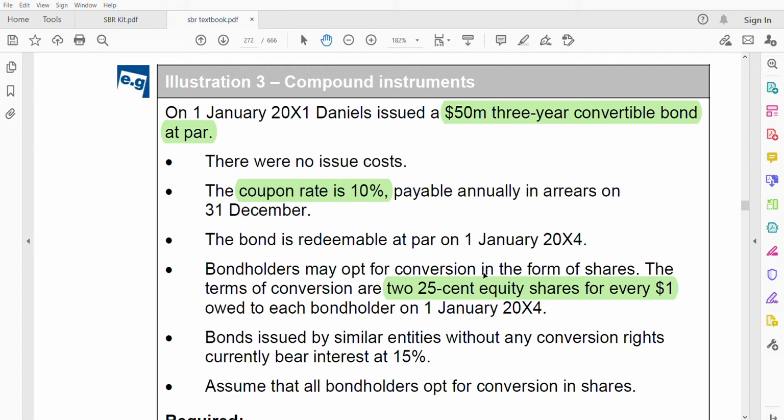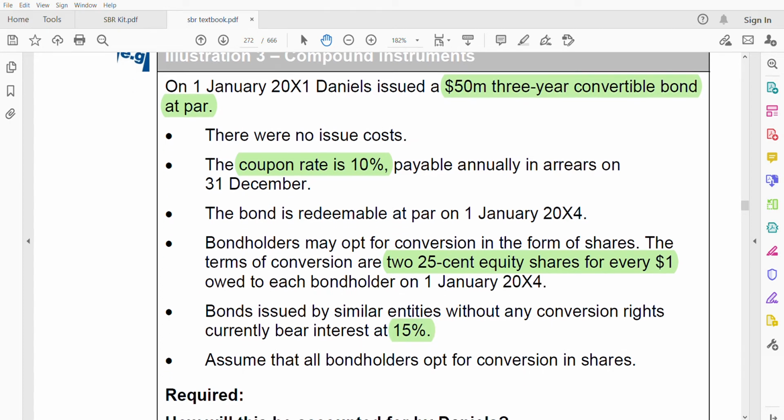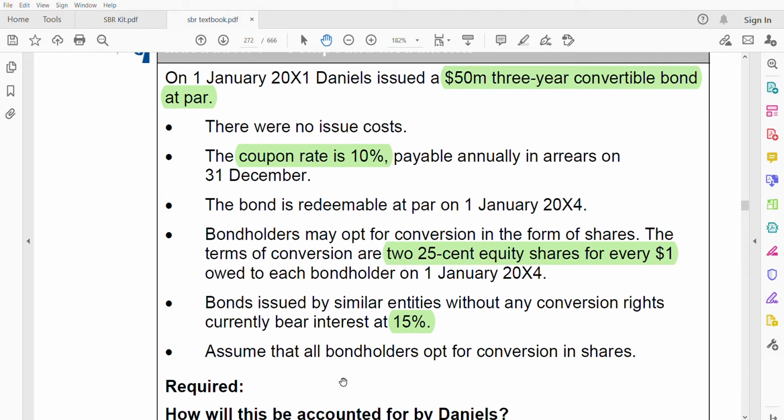Okay. Bonds issued by similar entities without any conversion right currently bear interest at 5%. You'll be given this interest for you to discount. Assume that all bondholders opt for conversion rights. Okay. See, this is like a right you are giving, no? Whether you convert or not, you can convert it, but it's not necessary that you will convert it. You might not convert it. So for this question they are assuming that all the bondholders will convert it into shares. Okay. This is basically making your work easier.